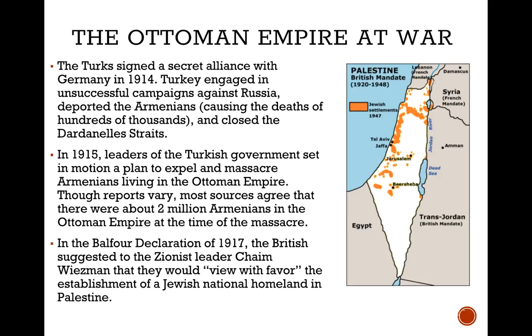Today, most historians call this event a genocide, the first time the word is actually used: a premeditated and systematic campaign to exterminate an entire people. However, the Turkish government does not acknowledge the enormity and scope of these events. Despite pressure from Armenians and social justice advocates throughout the world, it is still illegal in Turkey to talk about what happened to Armenians during this era. In the Balfour Declaration of 1917, the British suggested to the Zionist leader, Chaim Weizmann, that they would view with favor the establishment of a Jewish national homeland in Palestine.